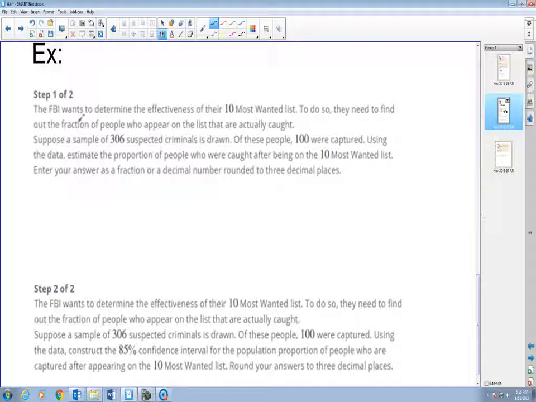The next example: the FBI wanted to determine the effectiveness of their 10 most wanted list. To do so, they need to find out the fraction of people who appear on the list that are actually caught. So suppose a sample N of 306 suspected criminals is considered. Of these, 100 are captured. Using the data, estimate the proportion of people who are caught. Okay, so 100 are caught. The problem wants me to find out how many are actually caught.